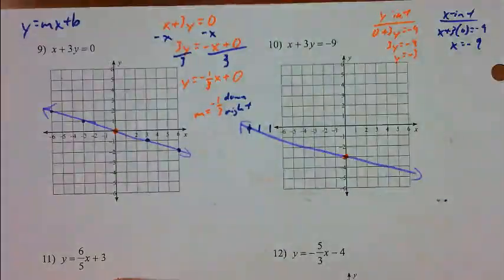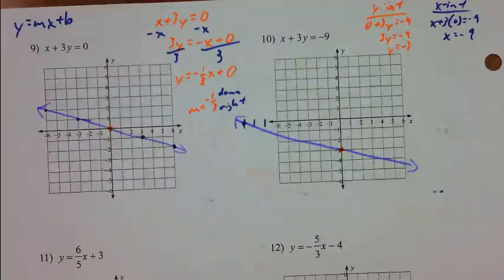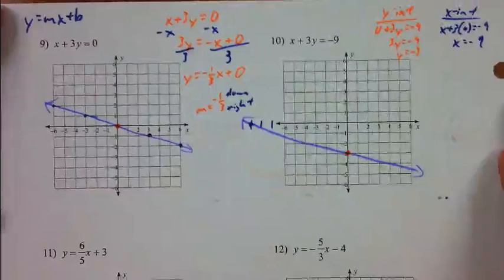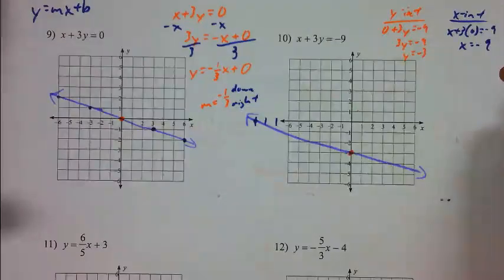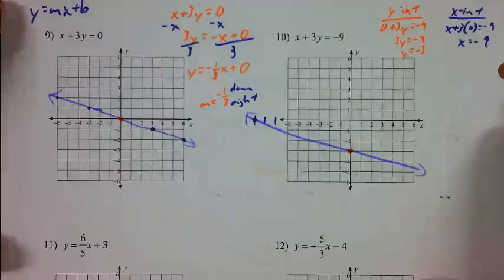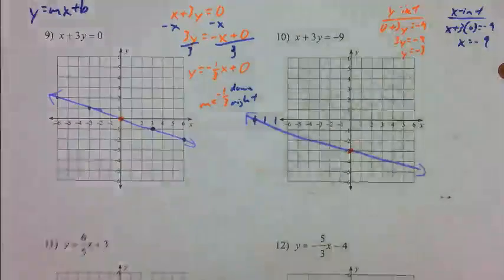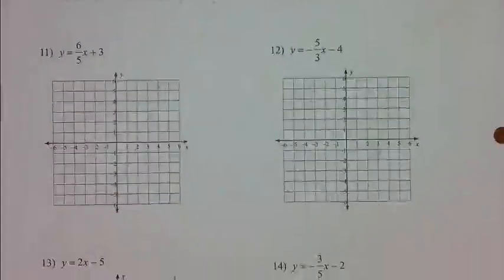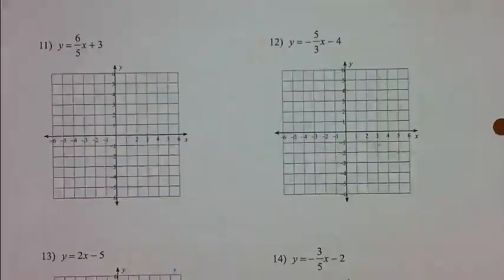So that's the only time we run into a problem with standard form and graphing, is if we have a point at our origin. Because if it's at the origin, that means that both the x and y intercepts are in the same spot. And you need at least 2 points to graph a line. All right. On to 11 and 12.